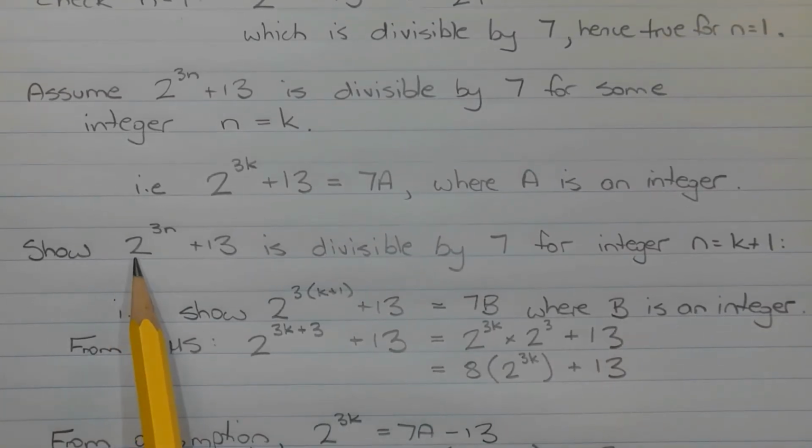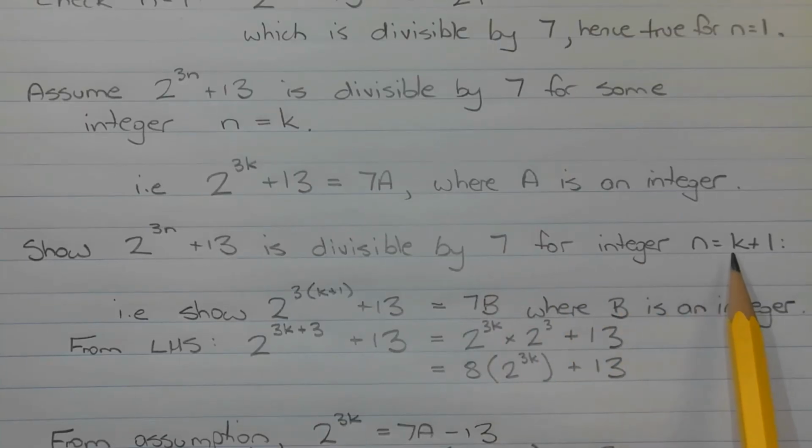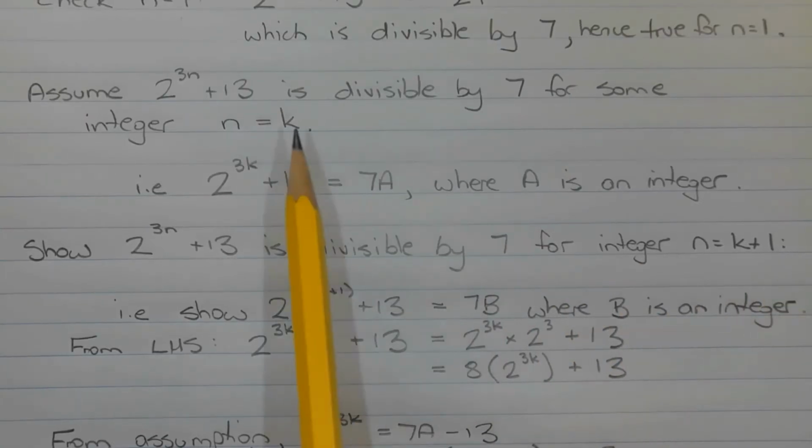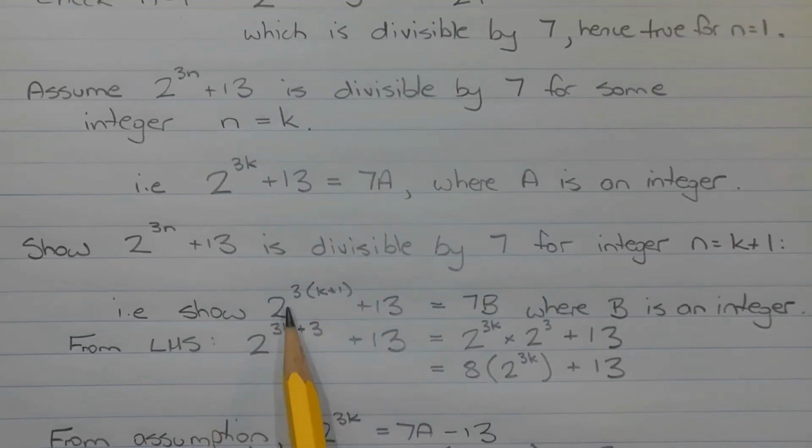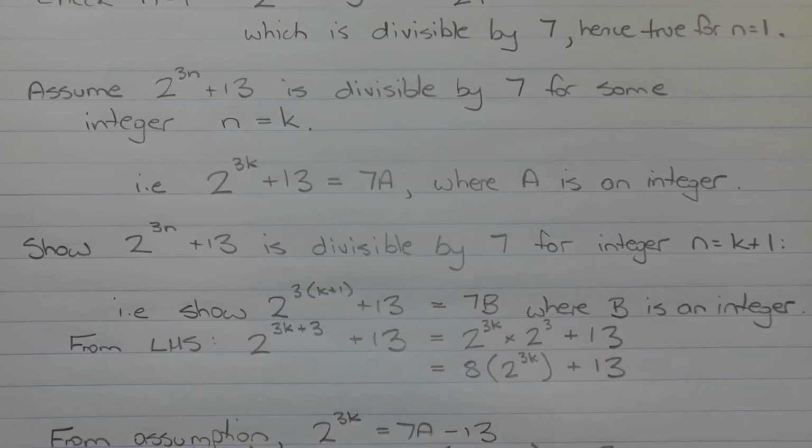Next, we need to show that 2 to the power of 3n plus 13 is divisible by 7 for an integer n equals k plus 1. So it's just the next integer along from k. In other words, we need to show that 2 to the power of 3 times (k plus 1) plus 13 equals 7b, where b is an integer.